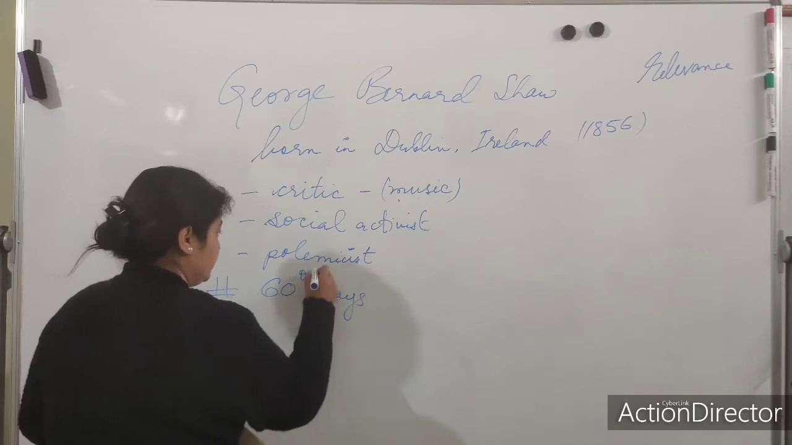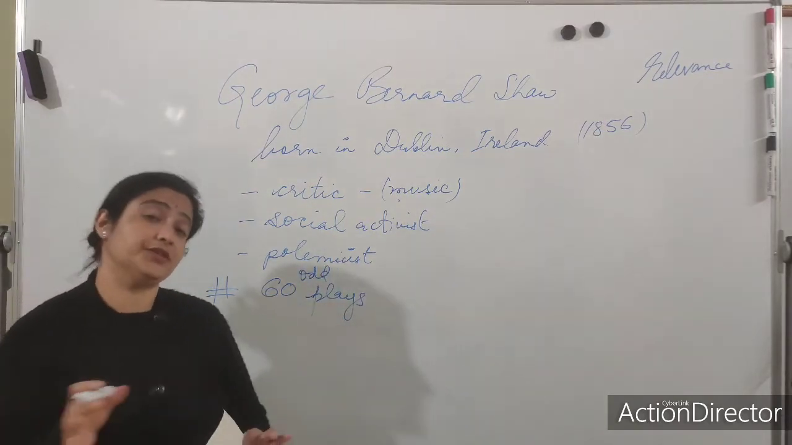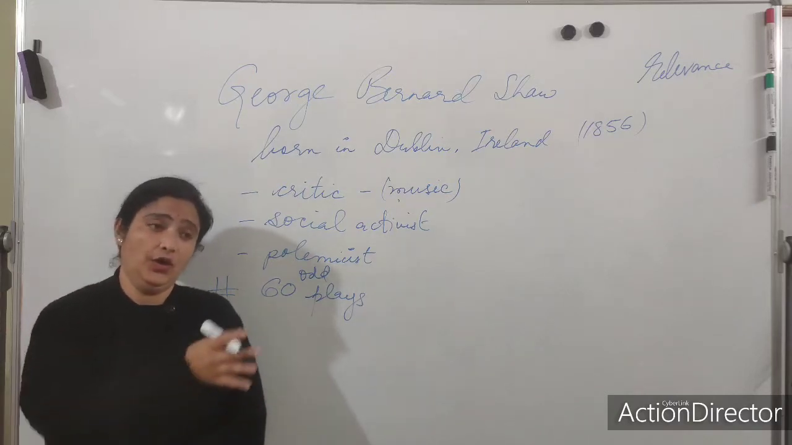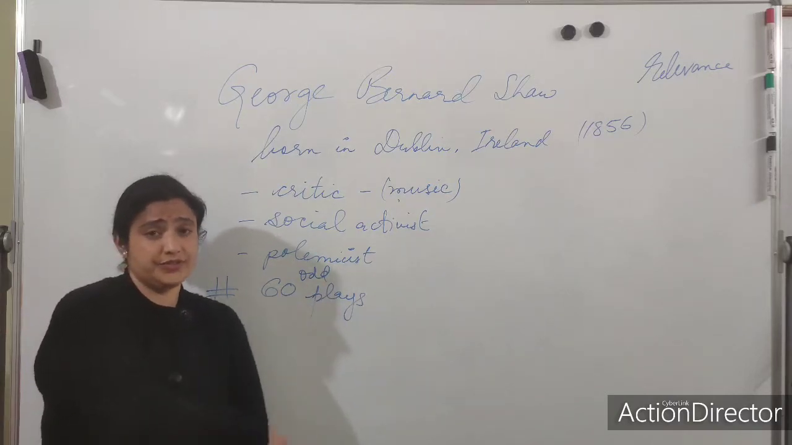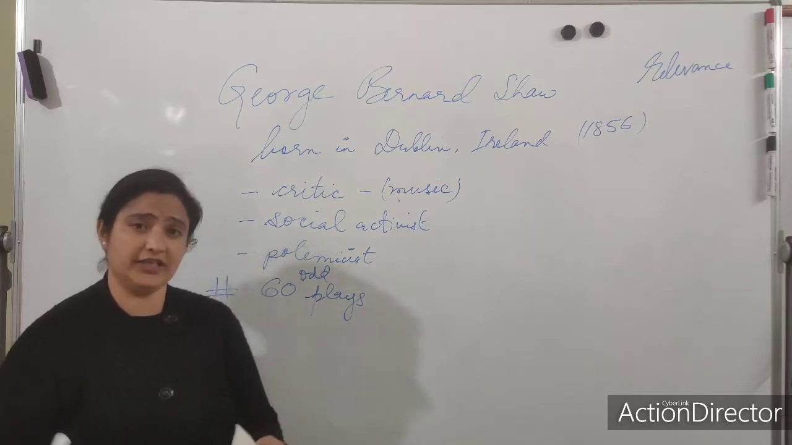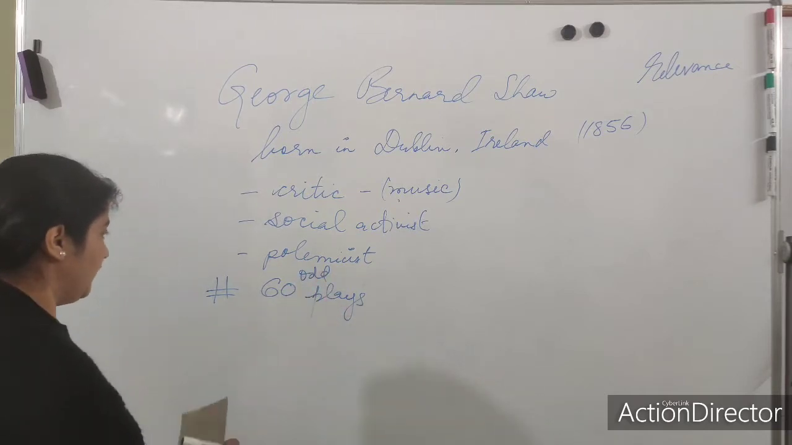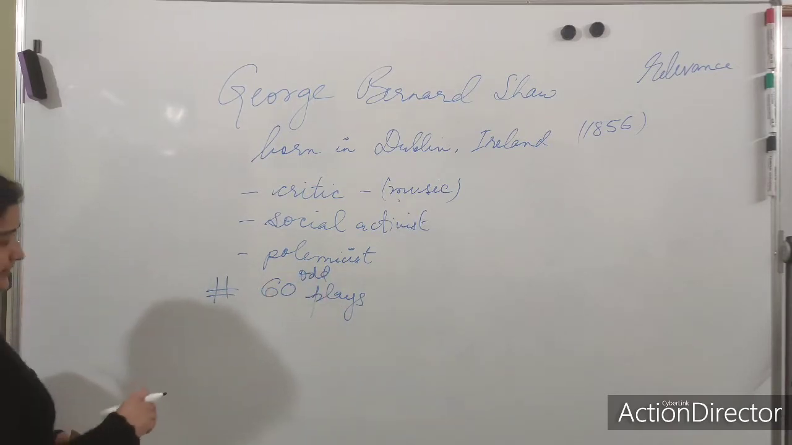I will again say "odd", just as we say for Shakespeare that Shakespeare has written 38 odd plays. Odd plays, I do not know, he has written 37. I do not know whether it is 39. So 38 odd plays. So here also, this great genius, he has written around 60 plays.